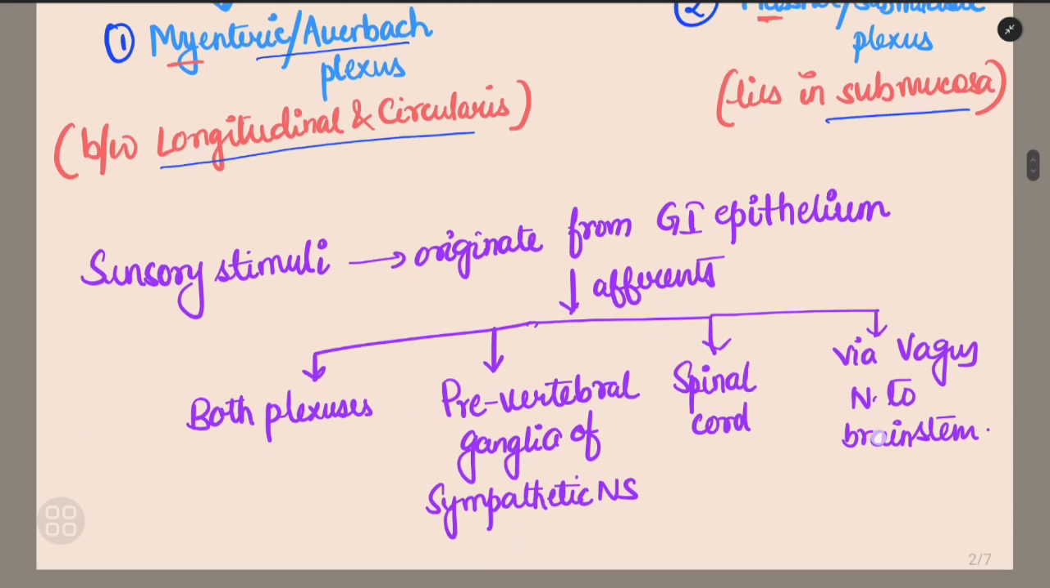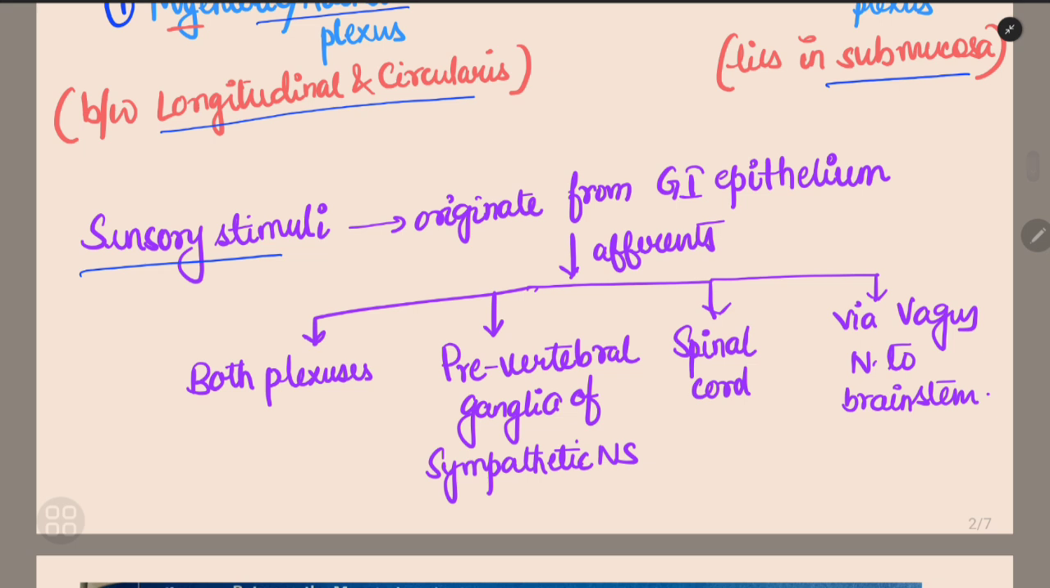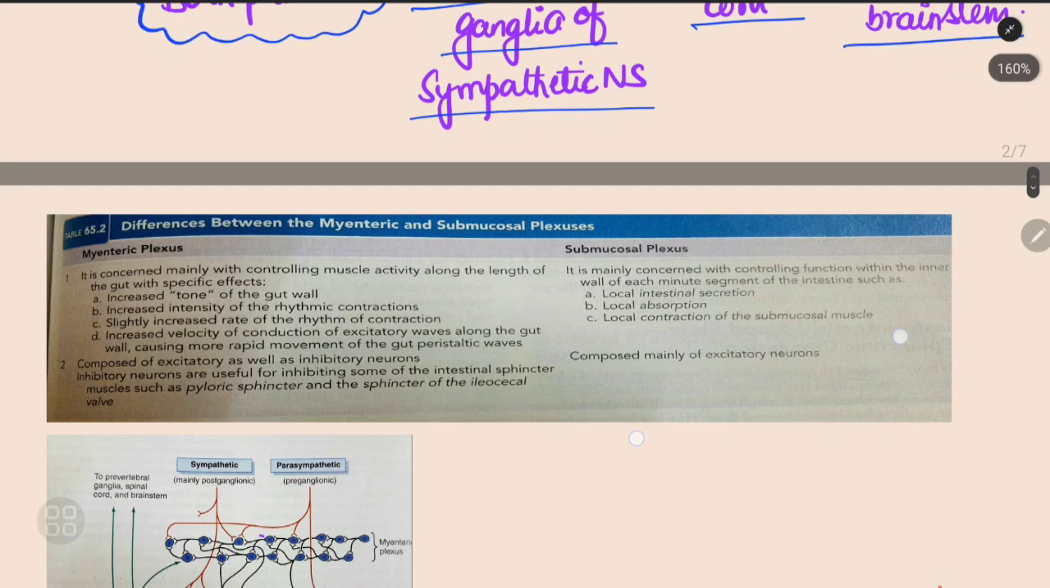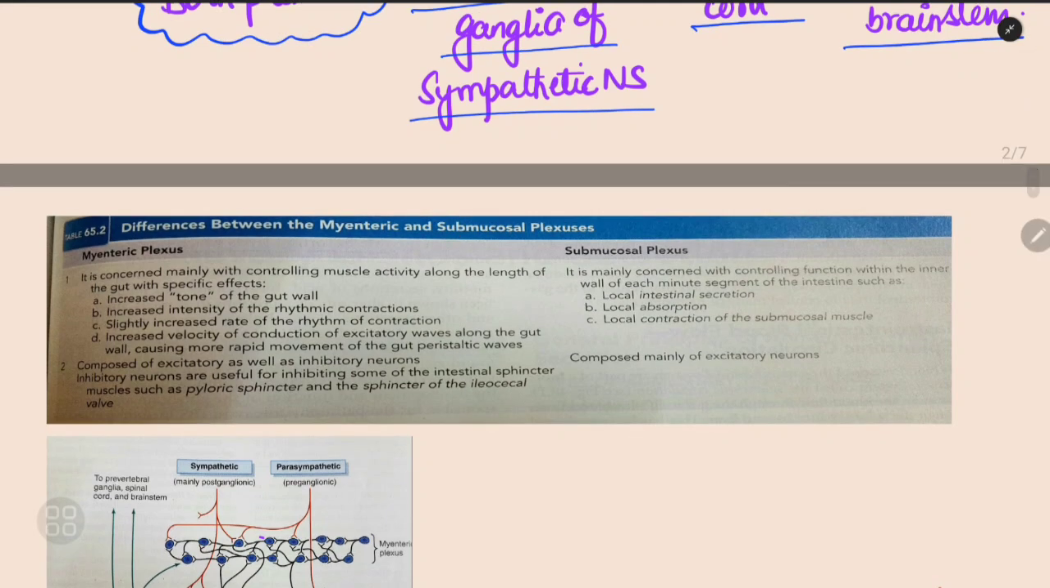Remember this. Whenever a sensory stimulus originates from the GI epithelium, the afferent fibers will send the stimuli to both plexuses, that is the Auerbach's plexus and the submucosal plexus. Then there are the prevertebral ganglia of the sympathetic nervous system; there also afferents will be sent. Afferents will be sent to the spinal cord, and also via the vagus nerve they will be sent to the brainstem.